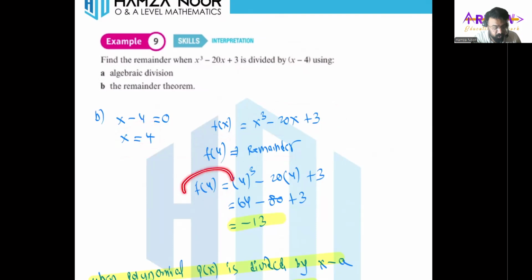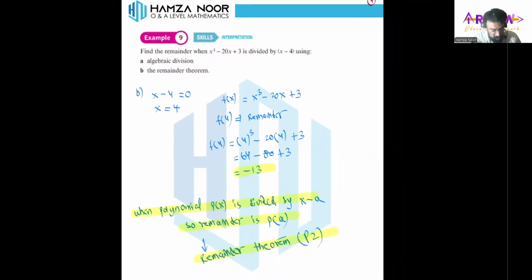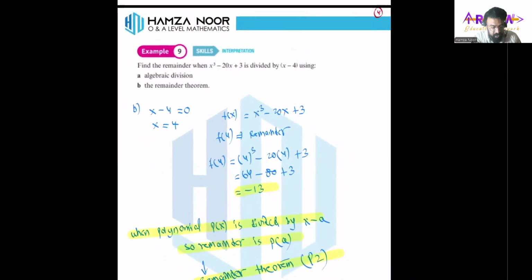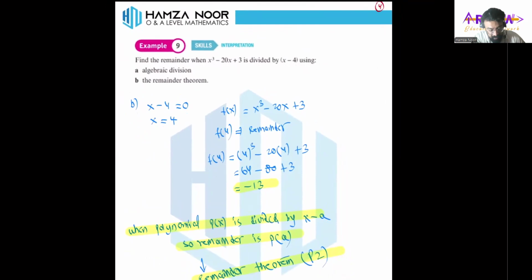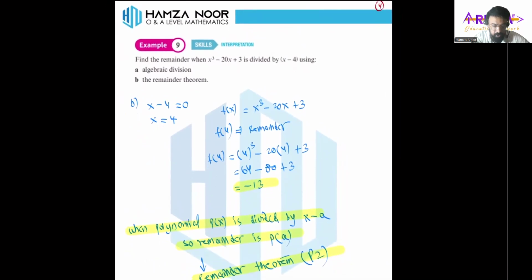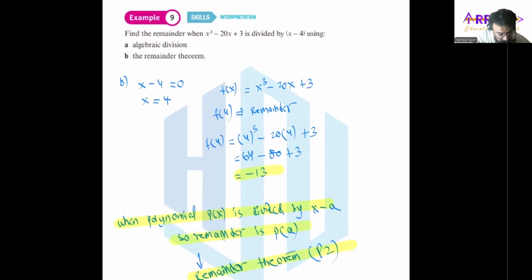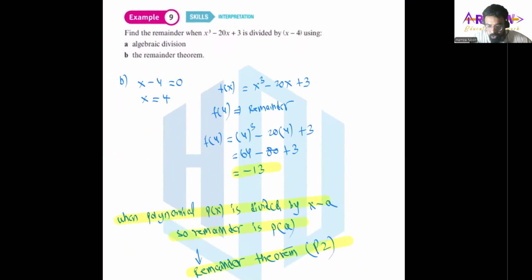Whatever the output of the polynomial would be, that will be the remainder. So we just need to find the value of f(4). Just substitute x equals 4 inside the polynomial: 4 cube minus 20 into 4 plus 3, meaning 64 minus 80 plus 3. Therefore, the remainder is minus 13. In this way, we have attempted a very basic example from the P2 book. I hope you have copied this much of the page. Now let's move on.